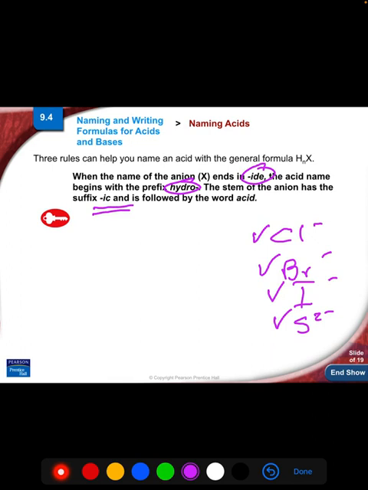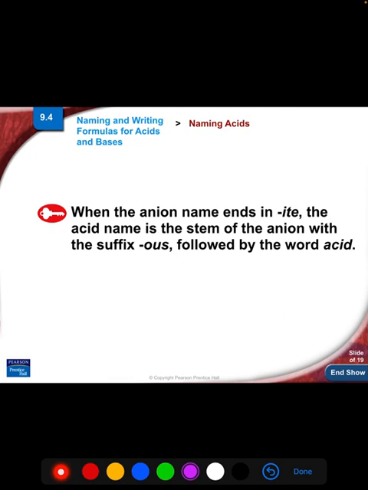sulfuric acid. So these have very straightforward ways of being named. These are commonly what we call binary acids, where we only have two components, as in hydrochloric acid. We've got the hydrogen atom and the chloride ion. The other two rules involve polyatomic ions.